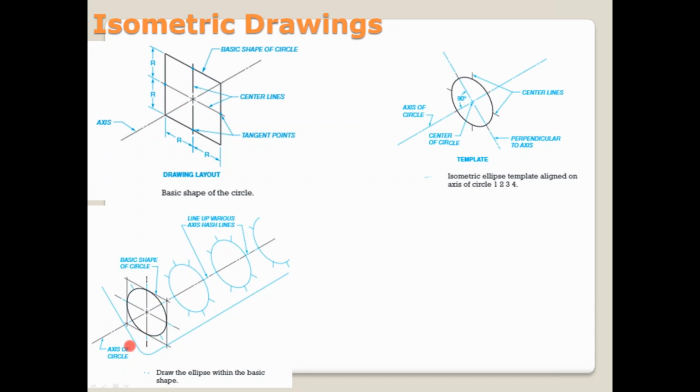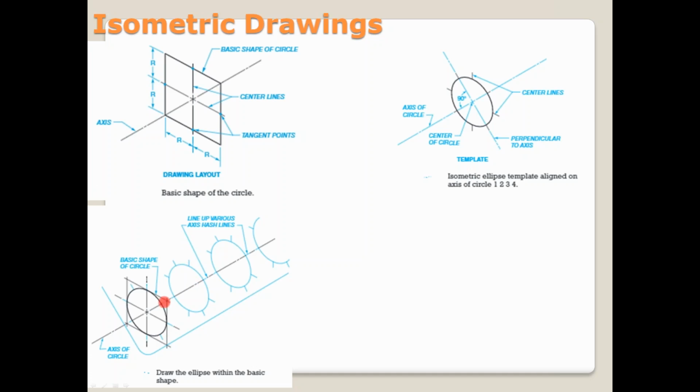So now that you have this basic shape of the circle with this center axis, you're going to create this hash line. So you're going to create one, two hash lines.